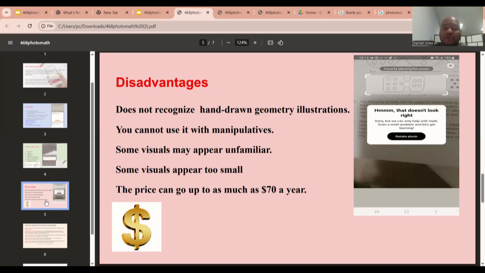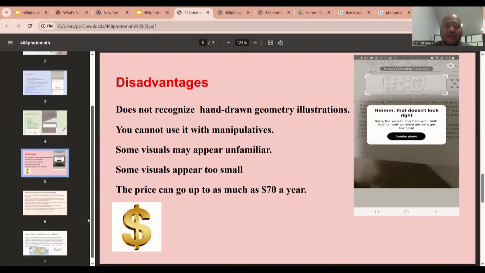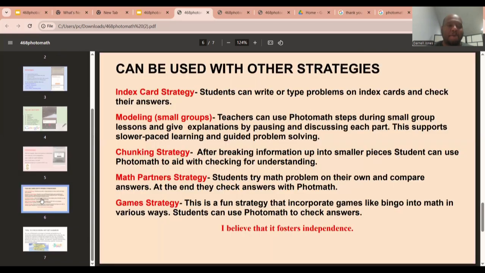Some visuals appear too small, and this might not be good for students that are visually impaired. And the price can go up as much as $70 a year, and I don't think that's bad, considering the fact that it's the whole year. So I think that's a pretty good deal.